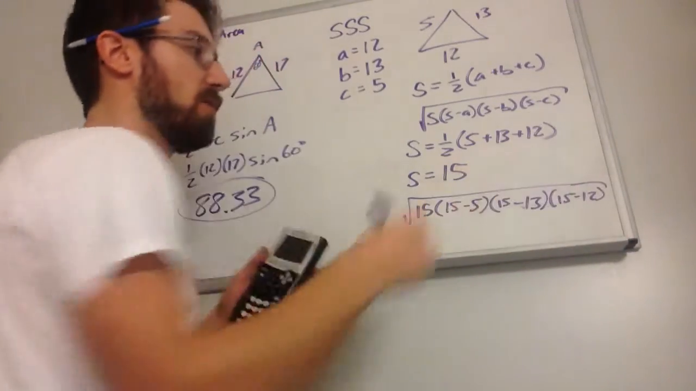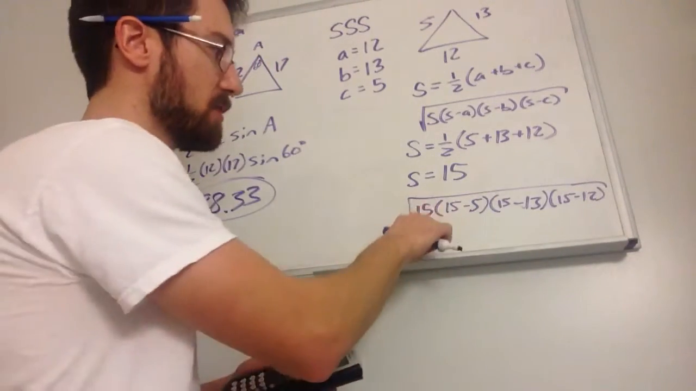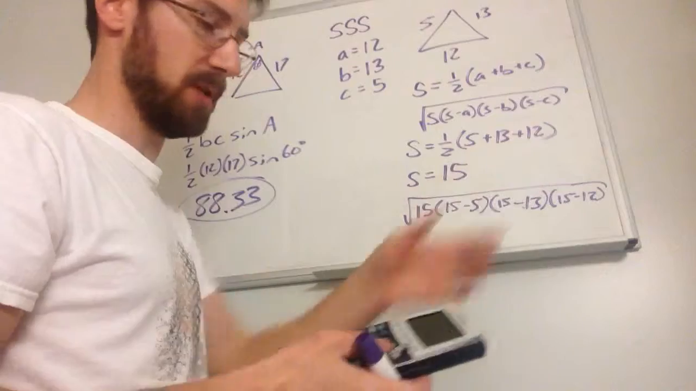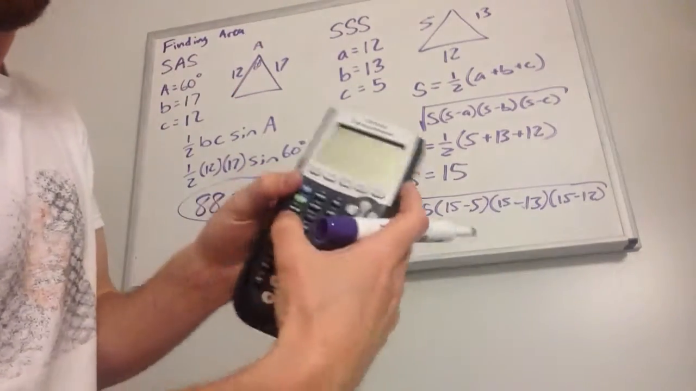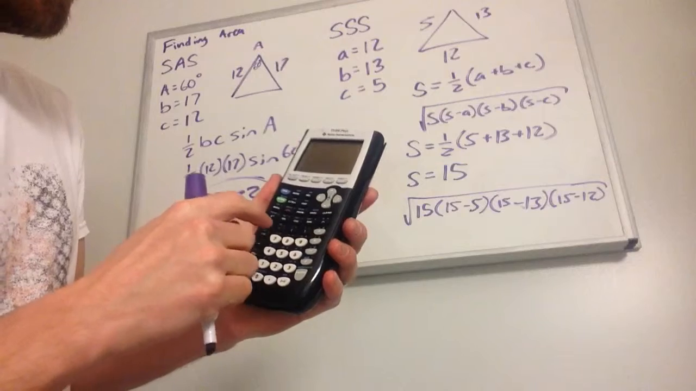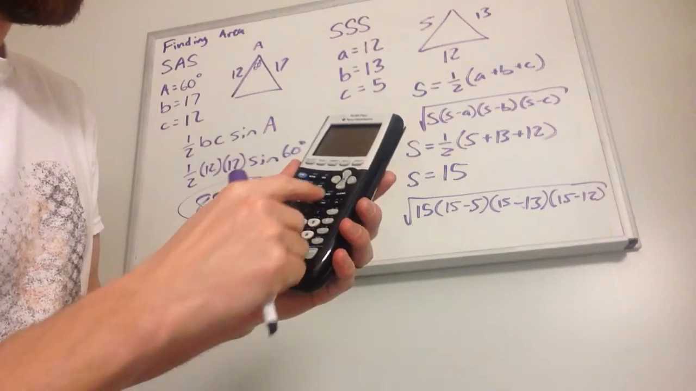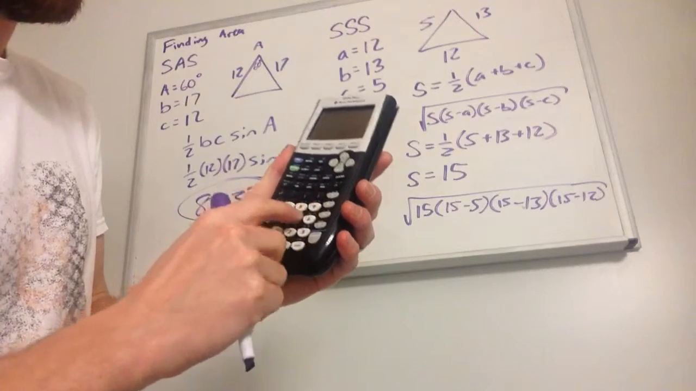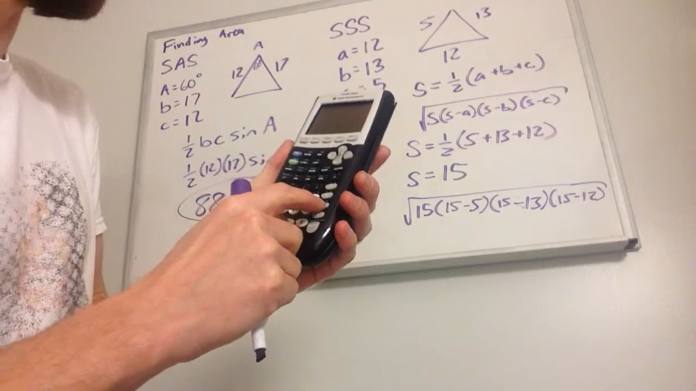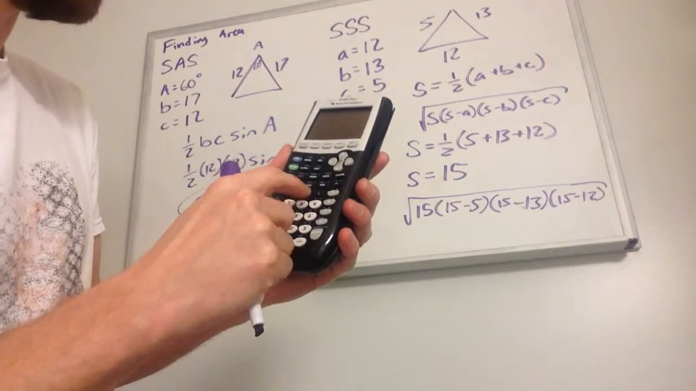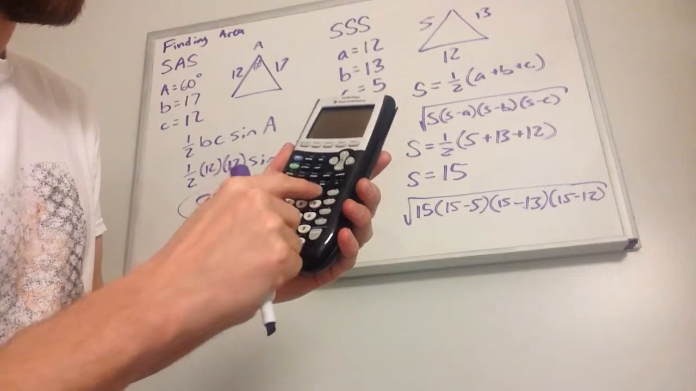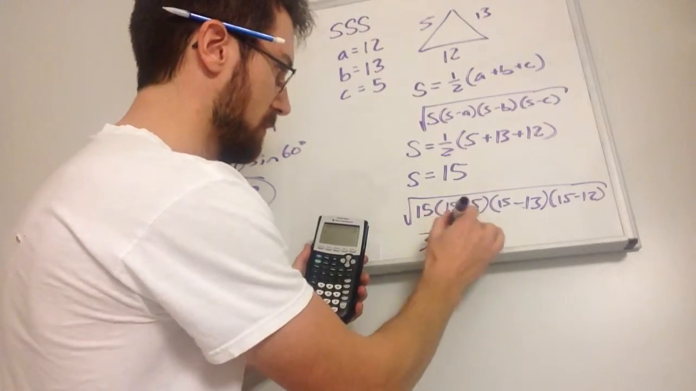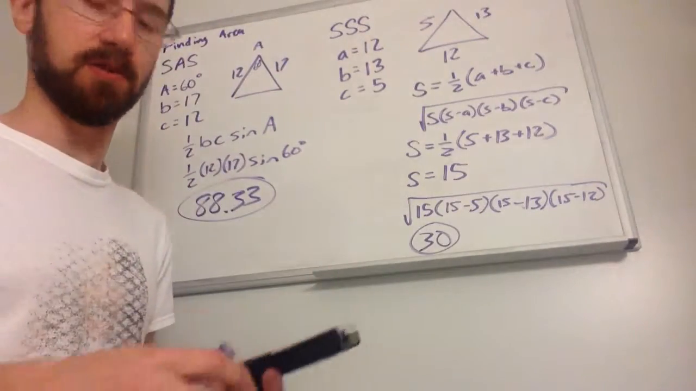And I can really plug that whole thing into my calculator as is. You might want to do each of these individually, but especially if you've got a graphing calculator, you could plug it all in as one big one. So we'll start working on that. That'd be square root, 15 times 15 minus 5, 15 minus 13, and 15 minus 12. And in this case, my area is 30 square, whatever units it happens to be.